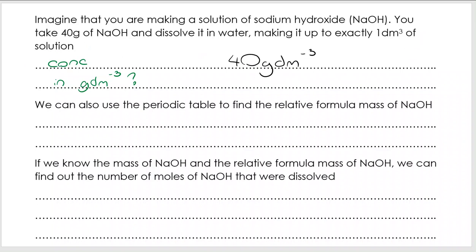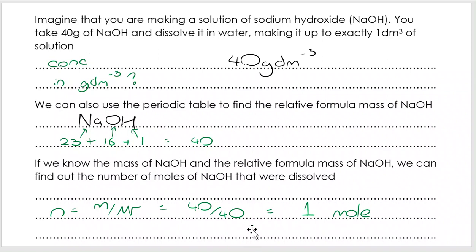But we can use the periodic table, try and find out the relative formula mass of sodium hydroxide. And again, if we take a look at this, sodium is 23, oxygen mass number of 16, hydrogen mass number of 1. Add those together and it has a relative formula mass of 40. So if we now know the mass of NaOH and the relative formula mass of sodium hydroxide, how many moles did we dissolve? And we can see that we had 40 grams with an MR of 40. So we dissolved 1 mole of sodium hydroxide.